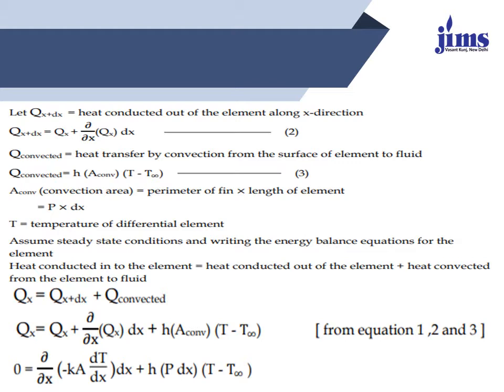The next is the area of convection, which is equal to the perimeter of the fin multiplied by the length of the fin. So we calculated the area of convection as P multiplied by dx, where dx is the small elementary length of the fin, and T is the temperature of the different elements. We assume steady state conditions and write the energy balance equation for the element. We apply the energy balance equation.